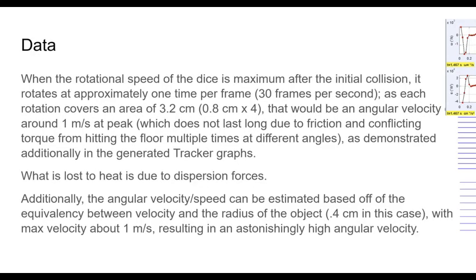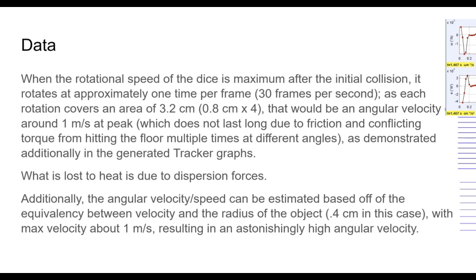When the rotational speed of the dice is maximum after initial collision, it rotates at approximately 1 time per frame, at 30 frames per second. As each rotation covers an area of 3.2 centimeters, that would be an angular velocity of about 1 meter per second at peak, which does not last long due to friction and conflicting torque from hitting the ground multiple times at different angles, which eventually cancel out, as demonstrated additionally in the generated Tracker graphs. What is lost to heat is due to dispersion forces.